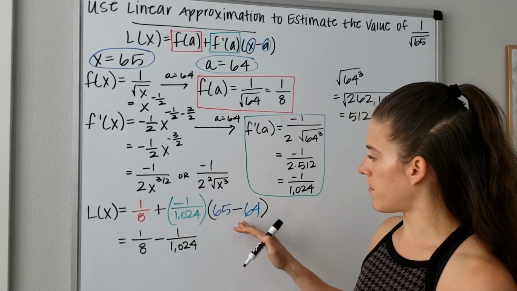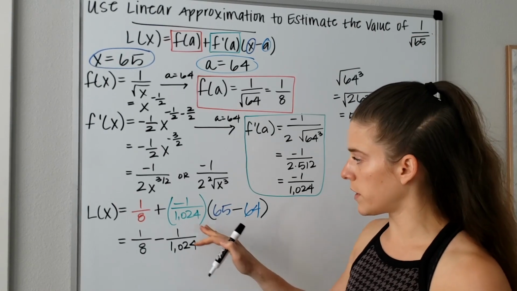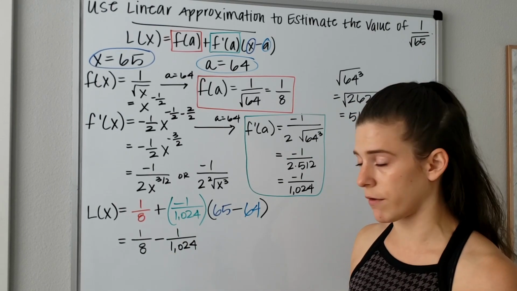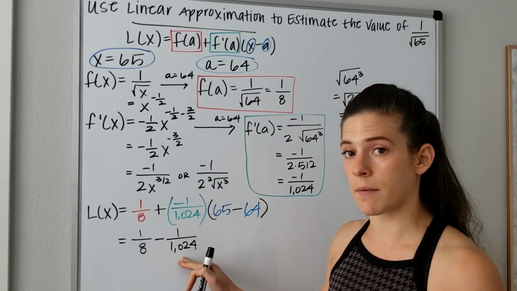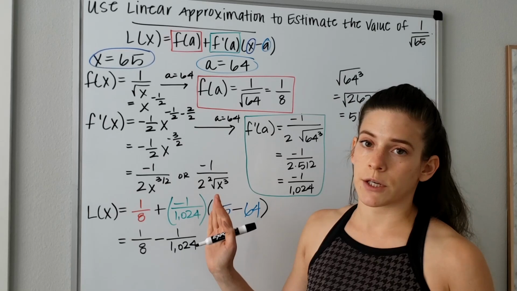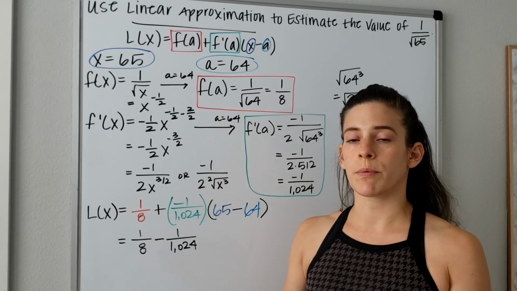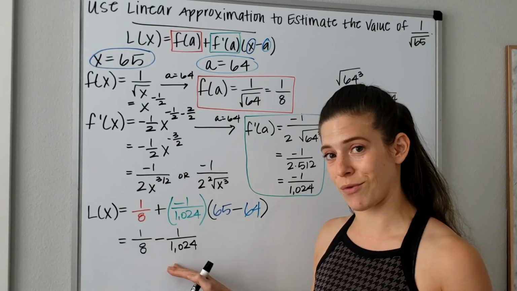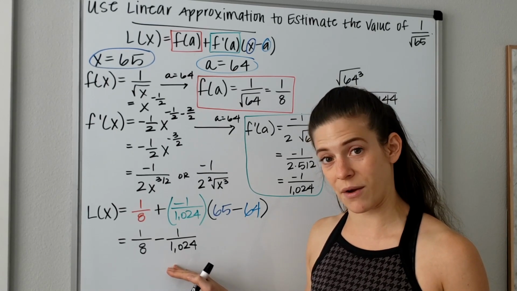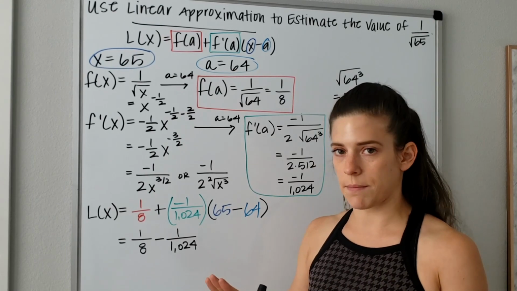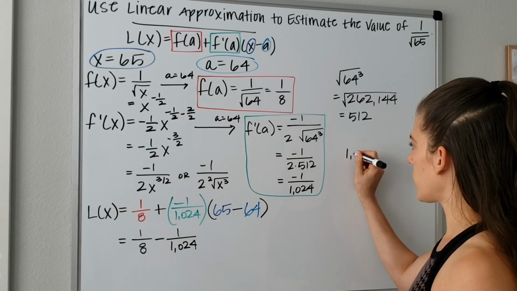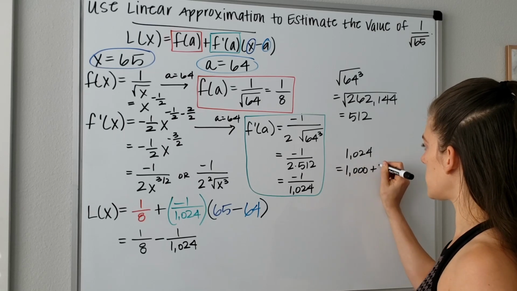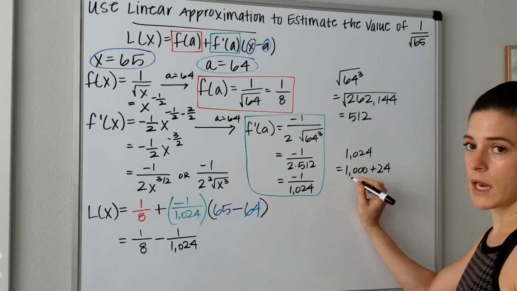Here, the 65 minus 64 is just going to be 1 times this negative value, so really we're subtracting 1 over 1024. Let's give ourselves some common denominators here. Linear approximation problems are supposed to be problems you can do without a calculator. If you're looking at 8 and 1024 and thinking you expect me to figure that out without a calculator, let's just stop a second and think about it. 1024 is really the same thing as 1000 plus 24. How many times does 8 go into each of these?